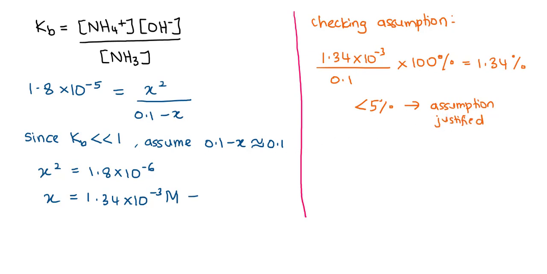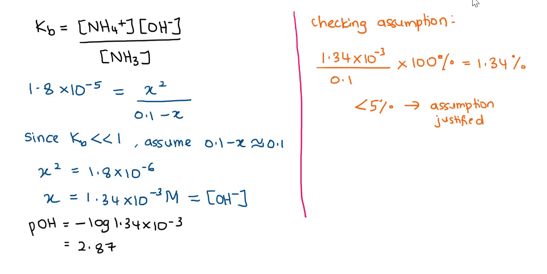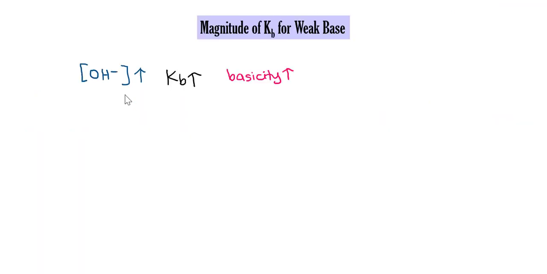Since x is equal to the concentration of OH-, the pOH is equal to 2.87. To find the pH of the solution, pH is equal to pKw, which is 14, minus the pOH, we will get 11.13. The higher the concentration of the hydroxide ion, the larger the value of Kb, thus the stronger the base.